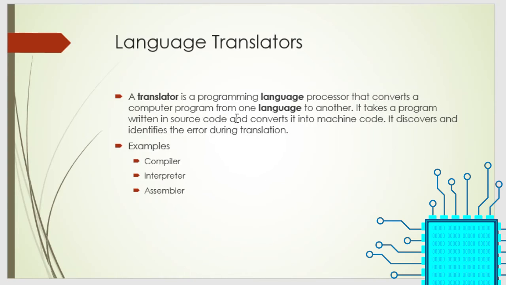A translator is a programming language processor that converts a computer program from one language to another. It takes a program written in source code and converts it into machine code. It discovers and identifies errors during translation. The examples of such system programs are compiler, interpreter, and assembler.